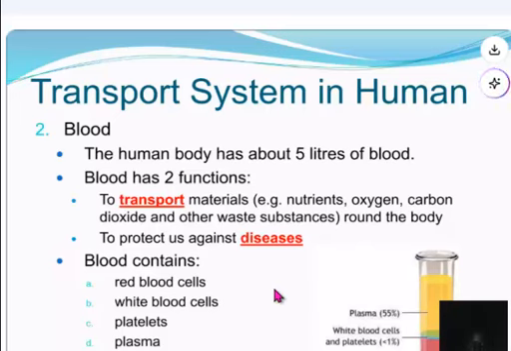Those are the two major functions. Blood contains red blood cells, white blood cells, platelets, and plasma. All of them have their own function. The two major functions of the blood are to transport and to protect against disease.